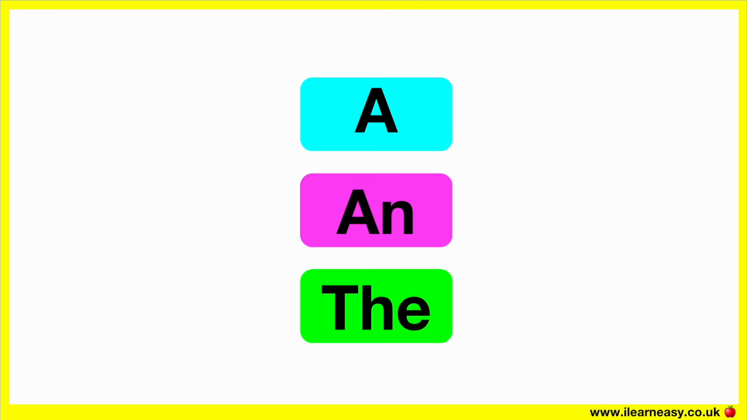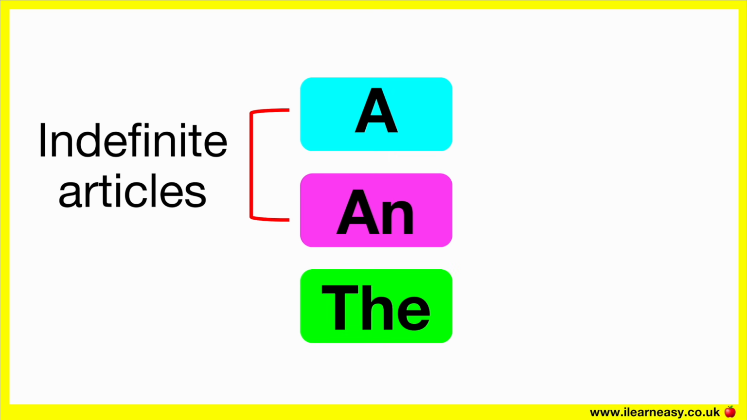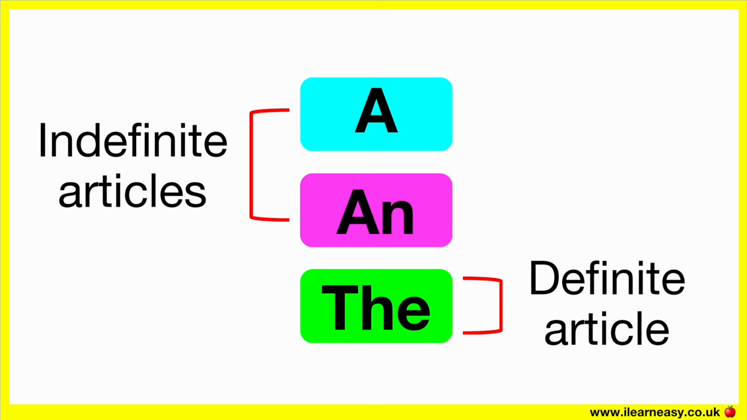A, an, the. These are articles. A and an are indefinite articles. The is a definite article. Articles come before nouns. They're used to modify the noun and to give basic information about the noun being referred to. We can identify whether the noun being referred to is a singular noun or a plural noun. We can also identify whether the noun is a specific noun or a general noun.